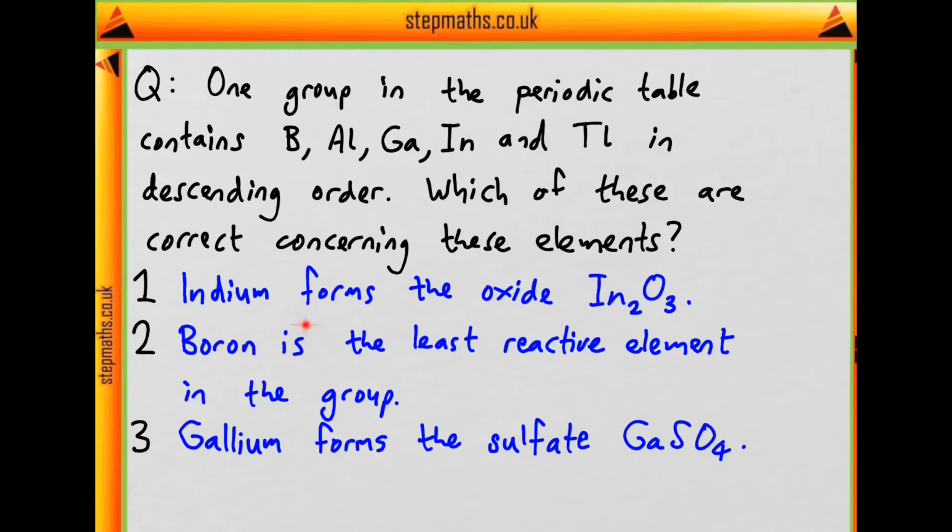So firstly, indium forms the oxide In2O3. Then boron is the least reactive element in the group. And gallium forms the sulfate GaSO4.